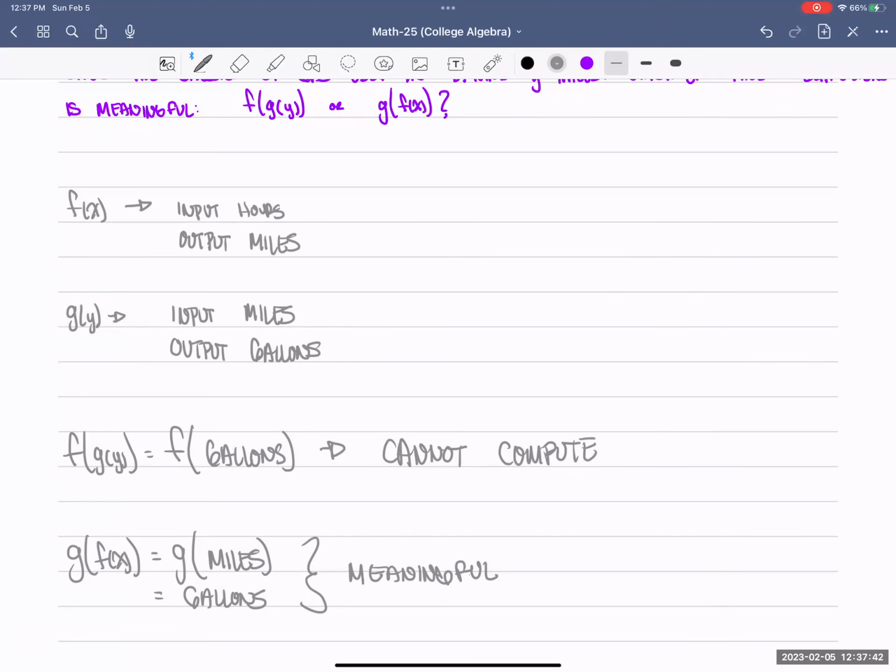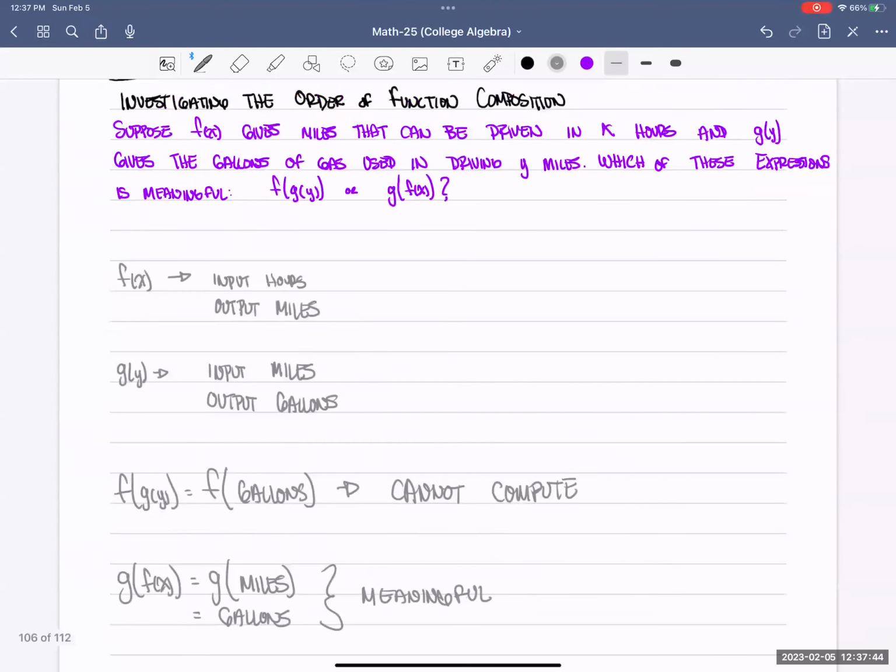So the actual computation that we could compute here is going to be g of f of x. So g of f of x would actually give us a response that's meaningful. And that's it.